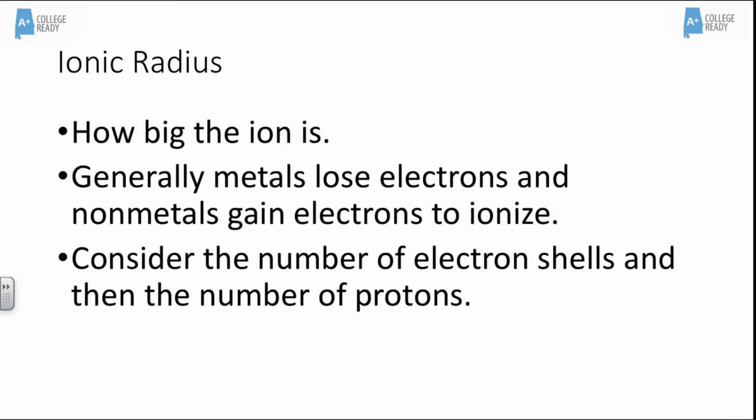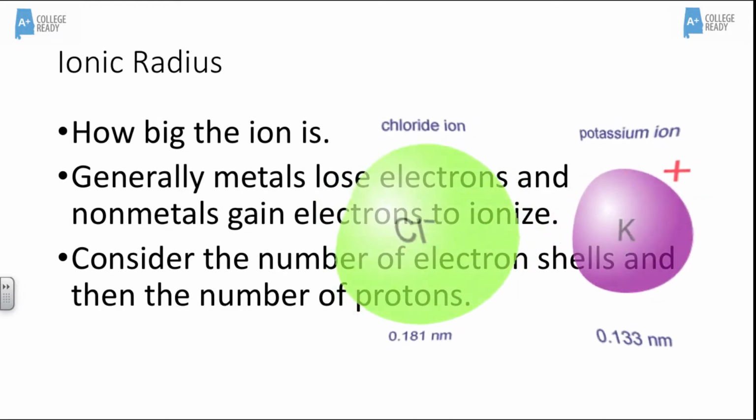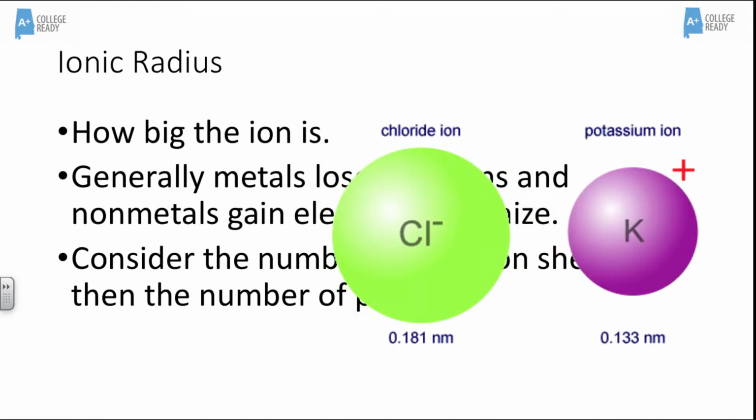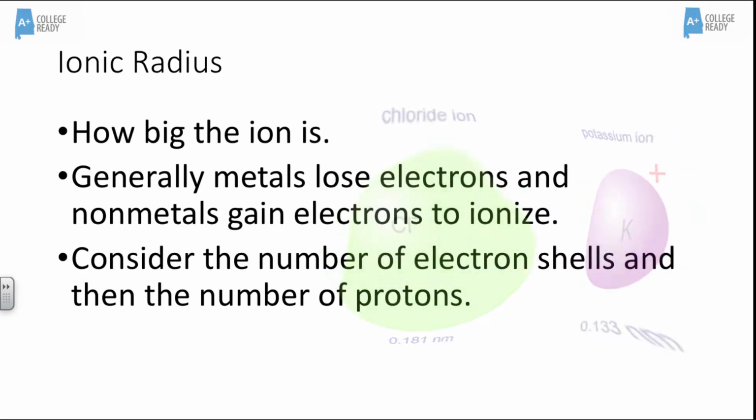Ionic radius is a third periodic trend. When elements become ions, either cations, positive ions, or anions, negative ions, if we wanted to compare the size of two ions, we would have to look at the number of electron shells, just like before, and the number of protons. The potassium ion has 3 layers of electrons. The chloride ion also has 3 layers of electrons. Since they have the same number of layers of electrons, we would look at the number of protons to see who's pulling on those electrons harder.